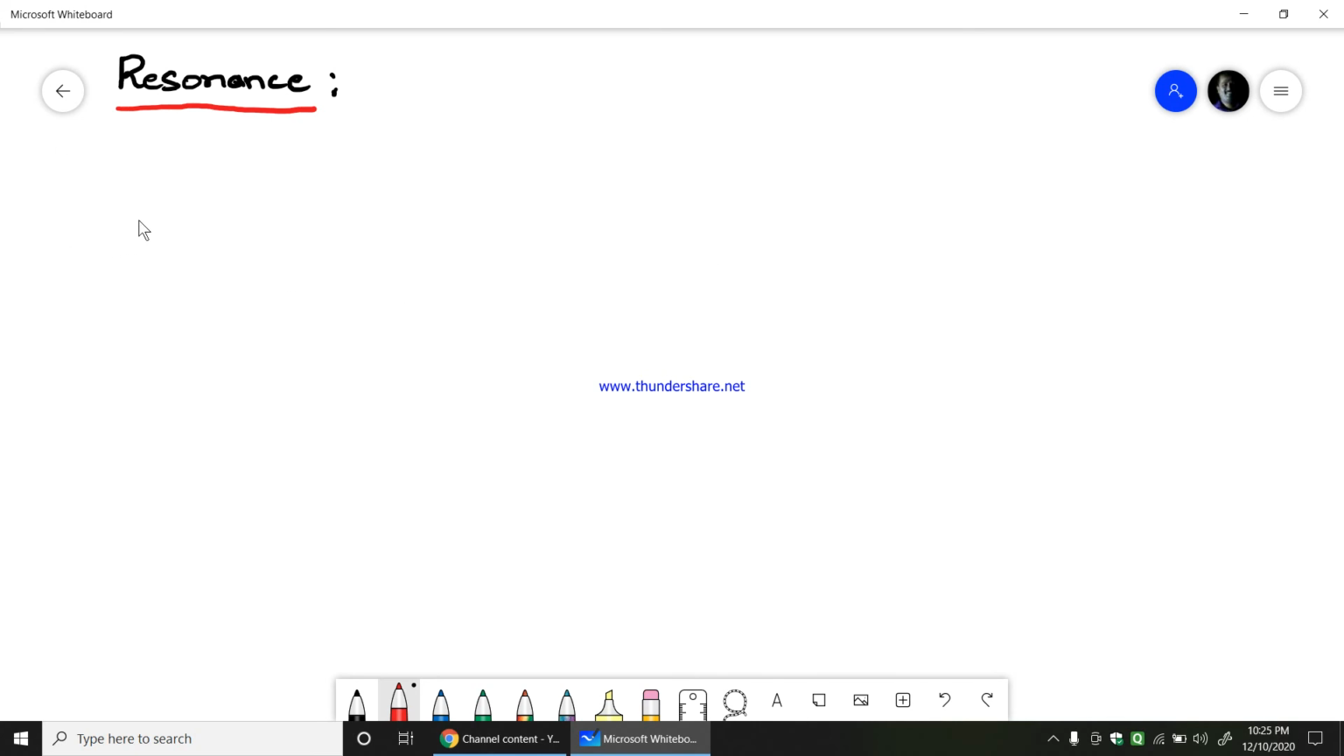Normally, resonance occurs when we have an RLC circuit. Resonance comes into the picture when we have an RLC circuit, where R is resistance, L is inductance, and C is capacitance. These three components R, L, and C can be in series.